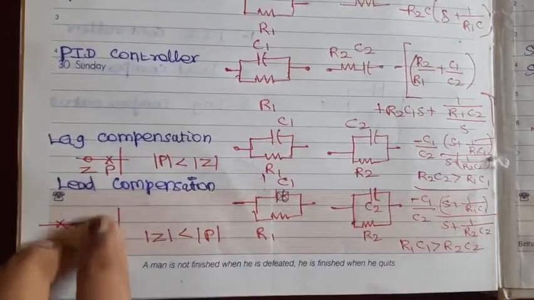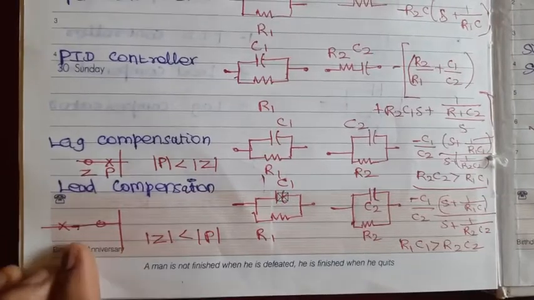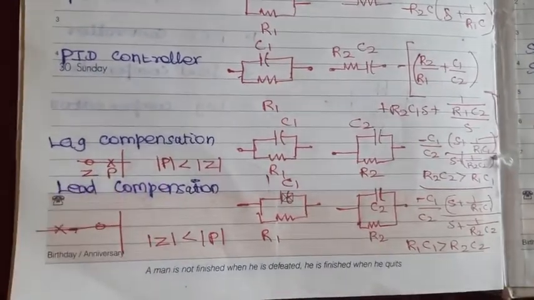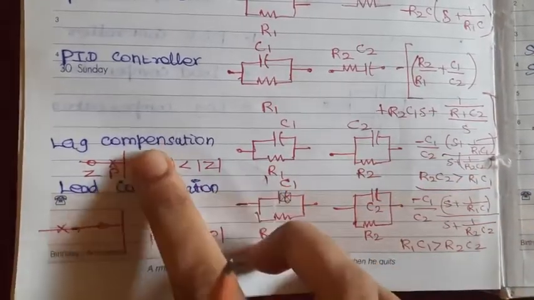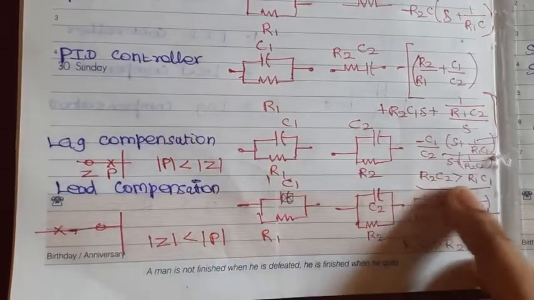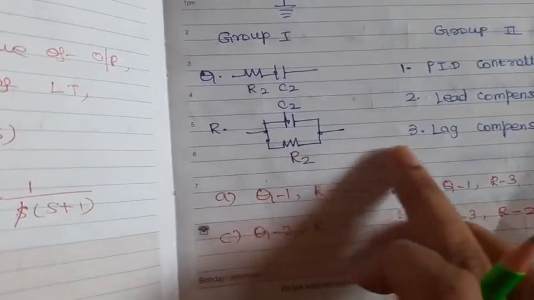As I told earlier, for a lead compensator the zero is nearer to the origin than the pole. For a lag compensator, the pole is nearer to the origin than the zero. So the condition is mod P less than mod Z for lead, and mod Z less than mod P for lag. So R2 C2 greater than R1 C1 represents a lag compensator. So for the parallel combination, it is a lag compensator.